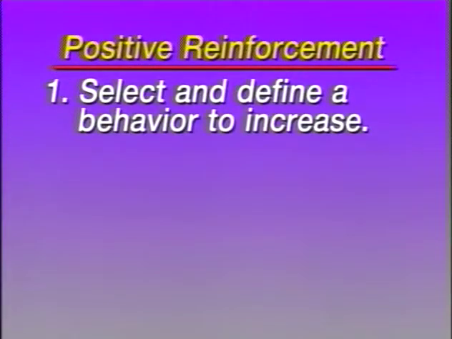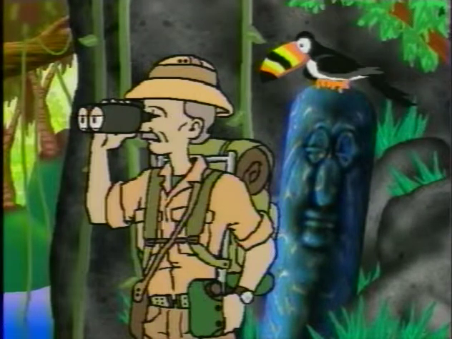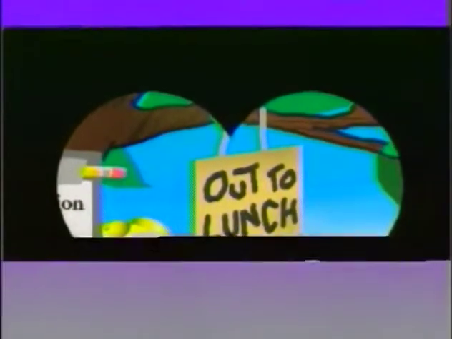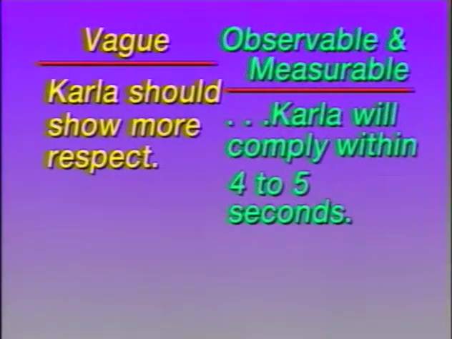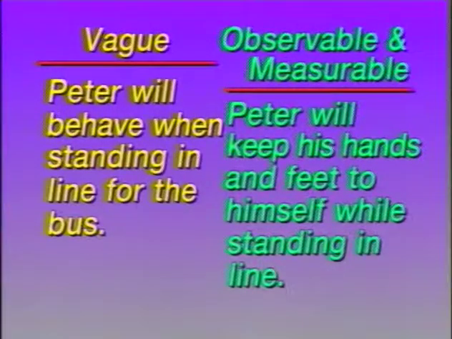The first step in using positive reinforcement is to select and define a behavior you want to increase. The behavior must be observable and measurable. In other words, student behavior that you can see and measure. For instance, "Carla should show more respect" is too vague. Instead, "when the instructor gives a direction, Carla will comply within 4 to 5 seconds" is a behavior that you can see and count. Likewise, "Peter will behave when standing in line for the bus" is better stated: "Peter will keep his hands and feet to himself while standing in line."